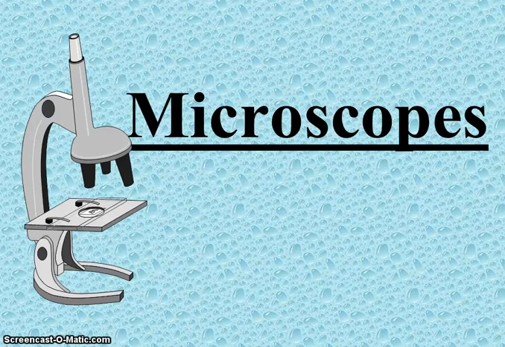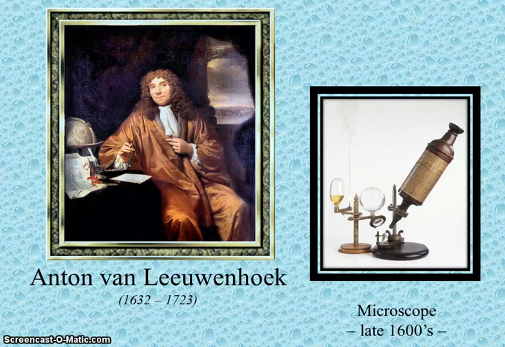Hello, today we're going to be talking about microscopes. This is just a little bit of history about the microscopes. Anton van Leeuwenhoek was kind of the father of microbiology. He was really the first one who used the microscope, and again, very simple microscope. But he was the first one to look at the single-celled organisms.